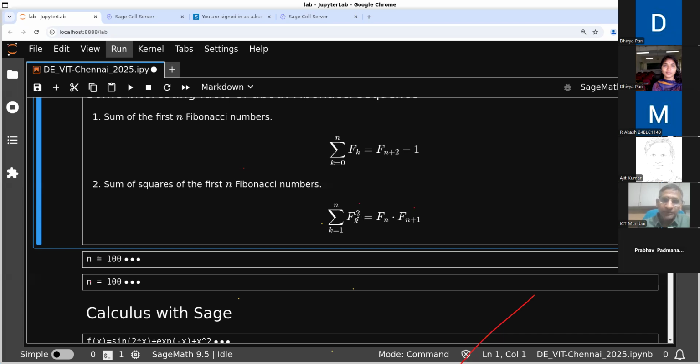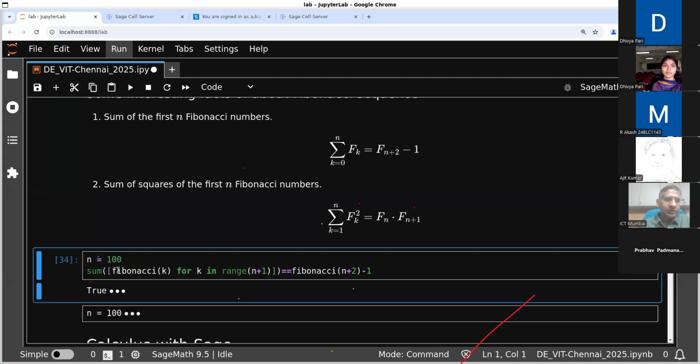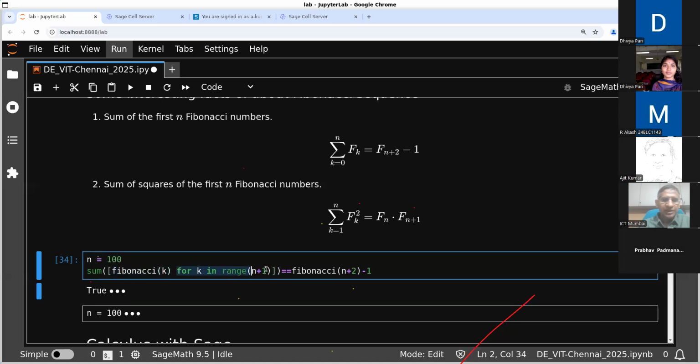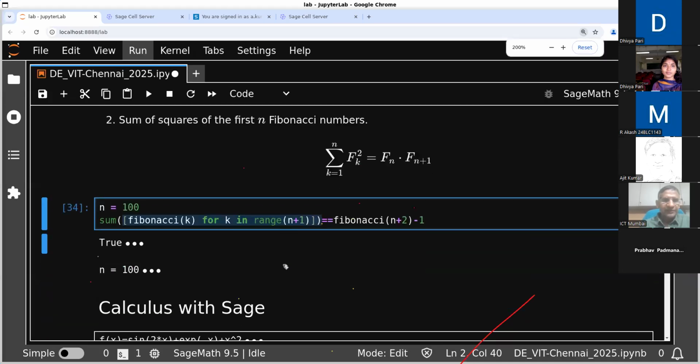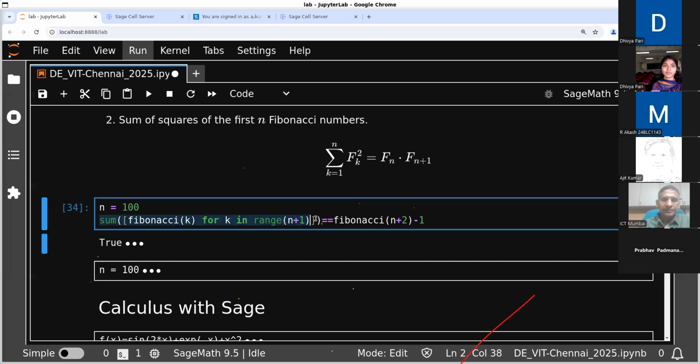Or if you take the square of each Fibonacci number and then add from 1 to n, 0 is 0 only, so it doesn't make a difference, this is nothing but the product of f_n and f_(n+1). So let us just try to verify this. How are we going to verify this? Let us verify this for 100. We are generating the kth Fibonacci number for k in range n plus 1, and then making this list. And once we have made this list, then I'm taking the sum.